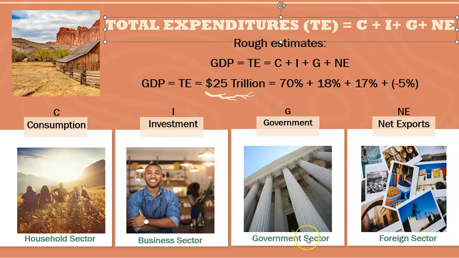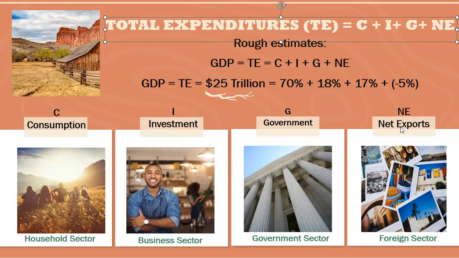The government sector, this is the most creative one of all. It's also called government and it's symbolized by a G. And the foreign sector is called net exports. And net exports is exports minus imports. That's how we come up with it. So if you have 300 billion coming in, for instance, in imports, and you have 200 billion going out in exports, and you do 200 minus 300, you have a negative 100 billion in net exports.